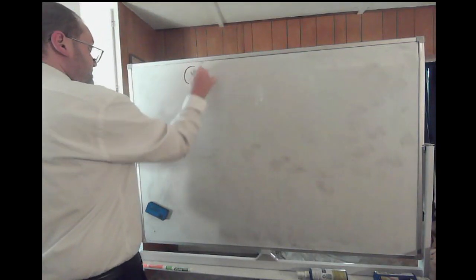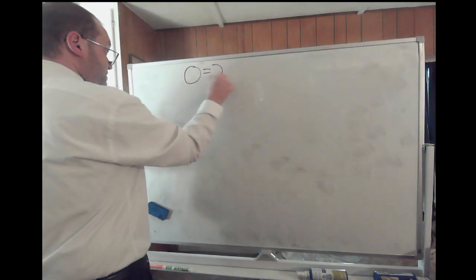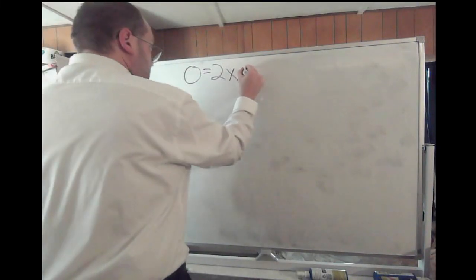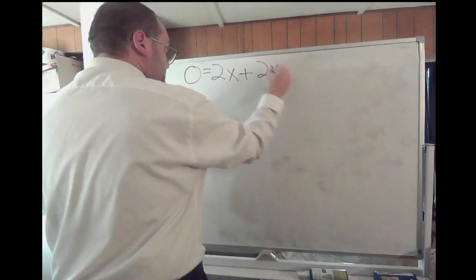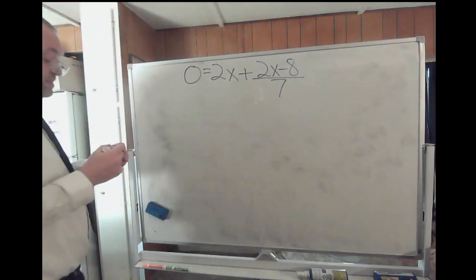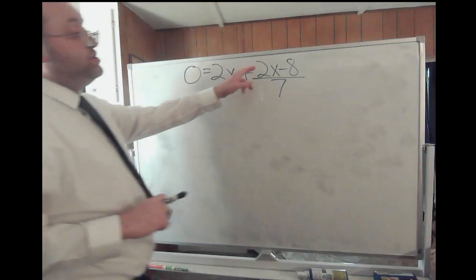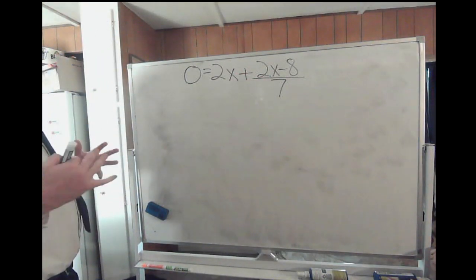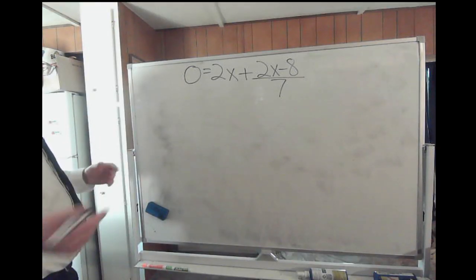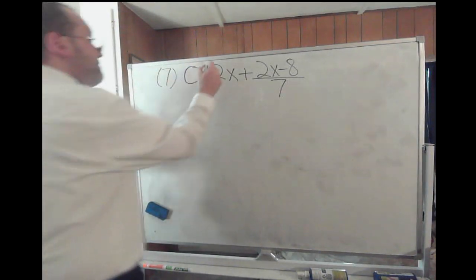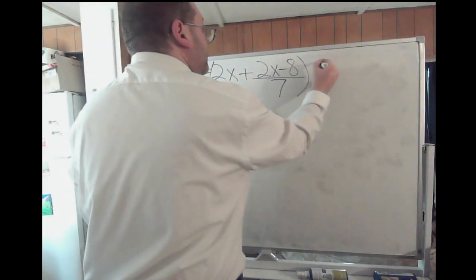Alright, 3 more. 0 equals 2x plus 2x minus 8 all over 7. Okay, so 0 equals 2x plus 2x minus 8 all over 7. I think it's safe to say your least common denominator is going to be 7. So multiply both sides by 7. The entire side by 7.